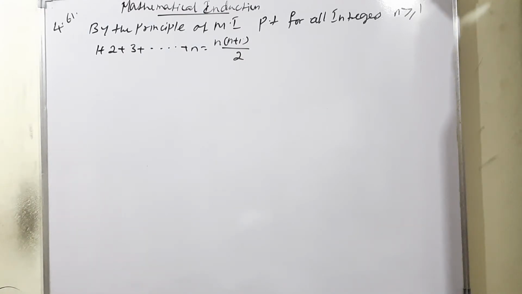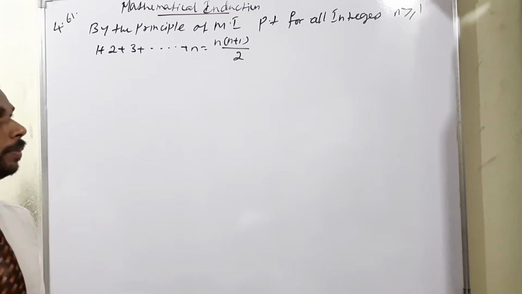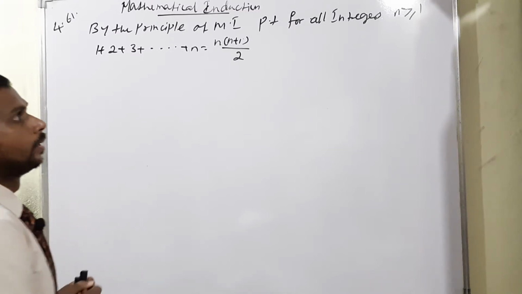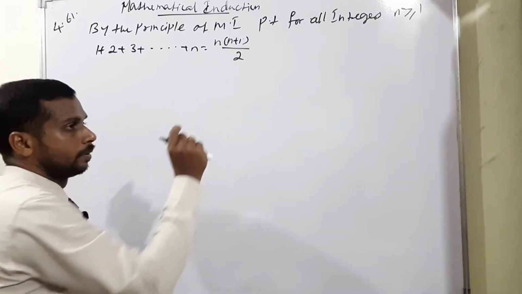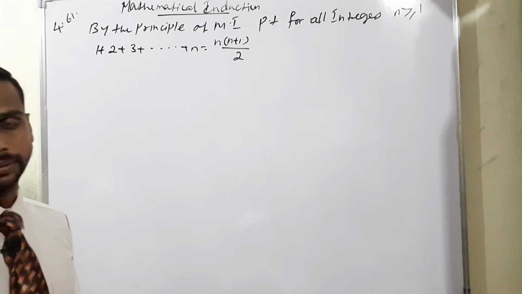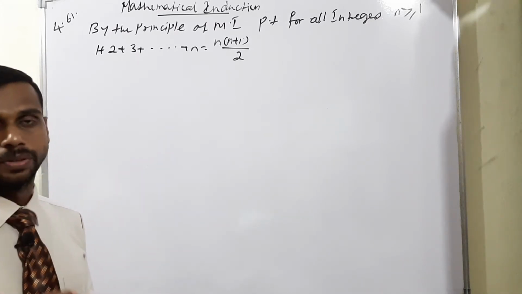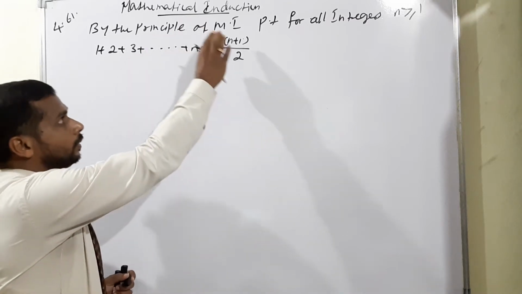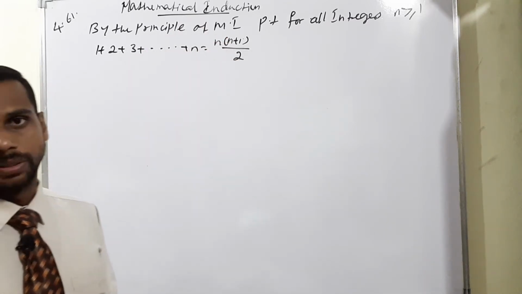By the principle of mathematical induction, prove that for all integers n greater than or equal to 1, the condition 1 plus 2 plus 3 plus dot dot dot plus n is equal to n into n plus 1 by 2 is true. Before moving to the question, some basics: what is the meaning of mathematical induction? We have three steps. The first step, according to the question, take one part.